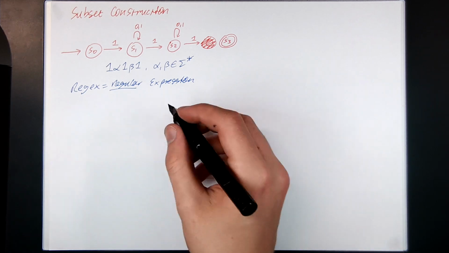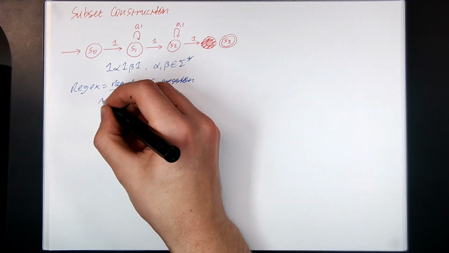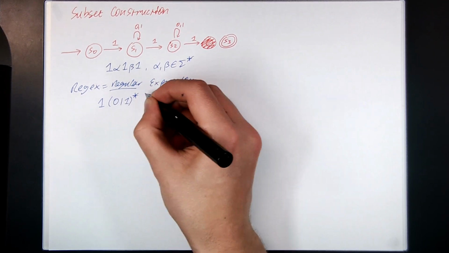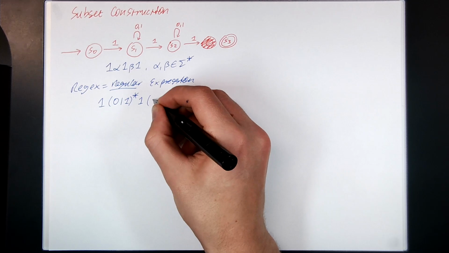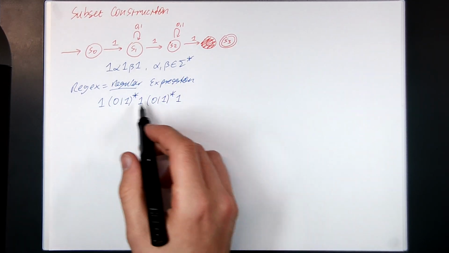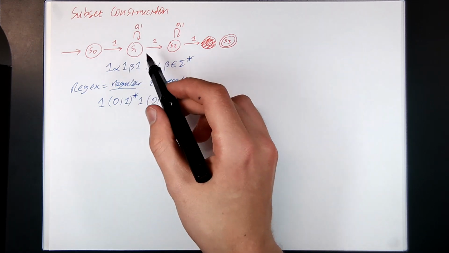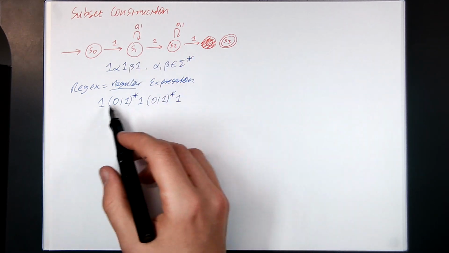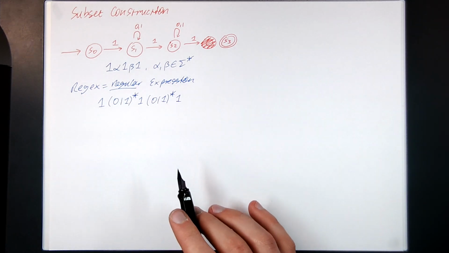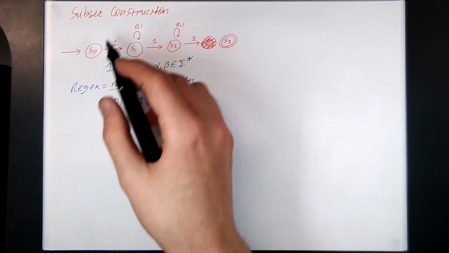So if you're familiar with regular expressions, you can also write this language as a 1, and then 0 or 1, as many of them as you like, and then a 1, and then 0 or 1, as many as you like, and then a 1. So that's the regular expression that corresponds with this NFA. If you don't know what a regular expression is, that's fine, don't worry about it, I just put it there for pedagogy's sake. So let's try to convert this thing to a DFA.